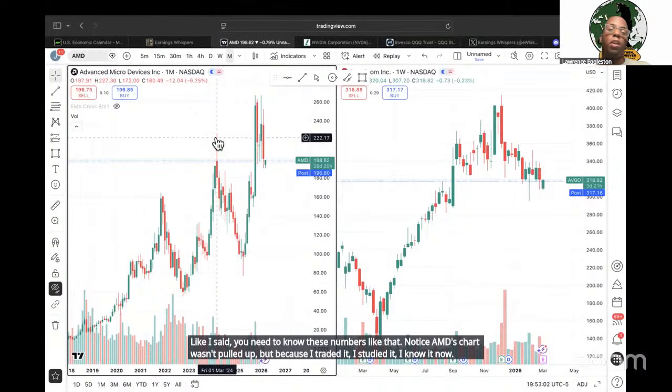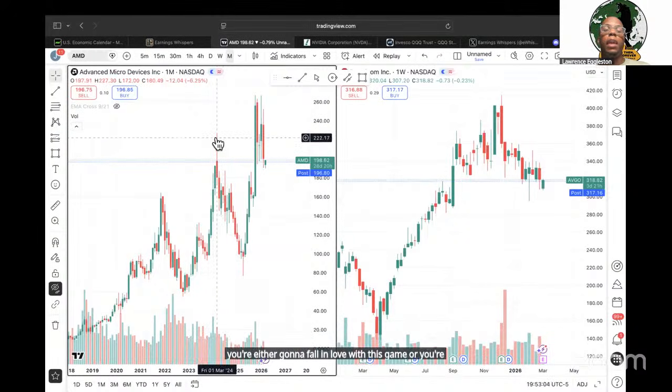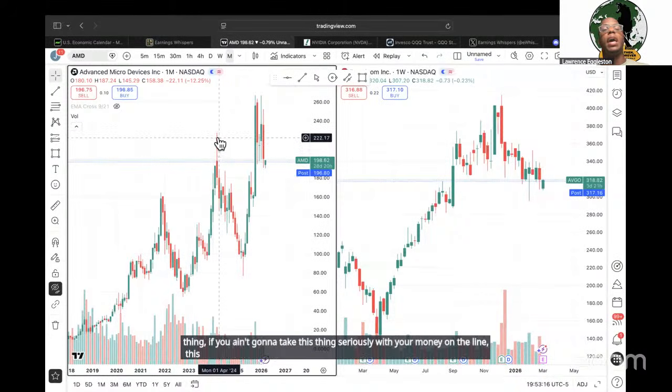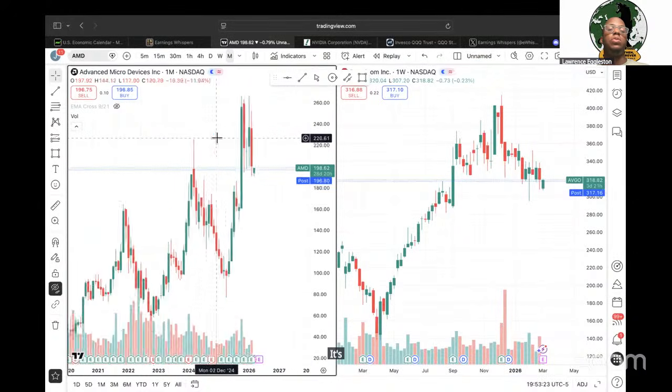You're either going to fall in love with this game or you're not. And if you don't fall in love with it, I hate to break it to you, this will not be the place for you. If you ain't going to fall in love with this thing, if you ain't going to take this thing seriously with your money on the line, this is probably time for you to exit stage left because it's a video game until you take profits.